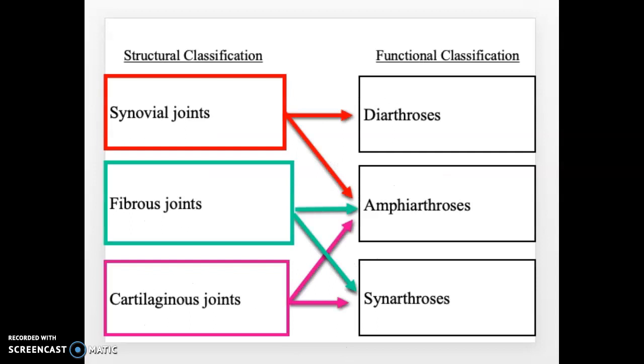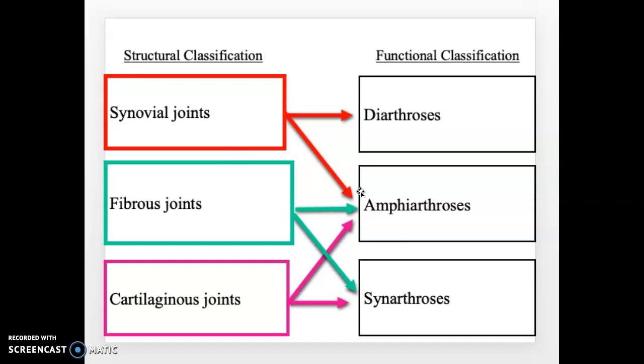A lot of questions that I like to ask on exams are true-false questions that basically come from this chart. So if you can find a way to memorize this chart and the arrows, that would be excellent for you on the exam. So we have the structural classifications on the left and the functional classifications on the right. So synovial joints can be diarthrotic, which is freely movable, or amphiarthrotic, semi-movable. Synovial joints will never be synarthroses.